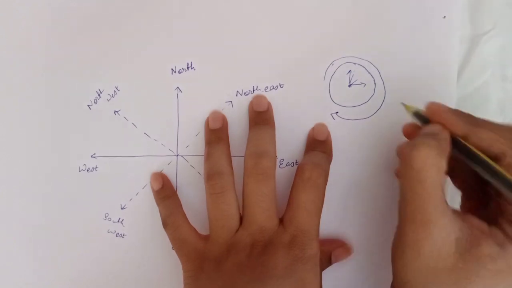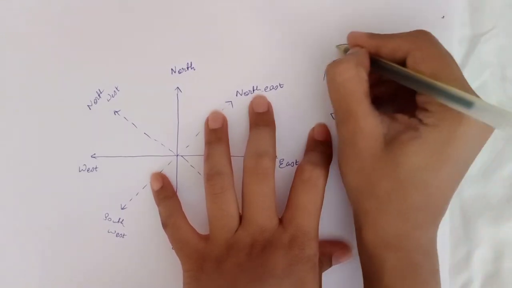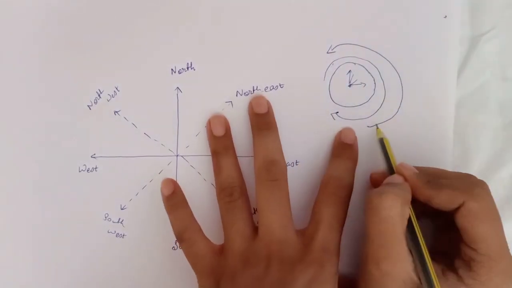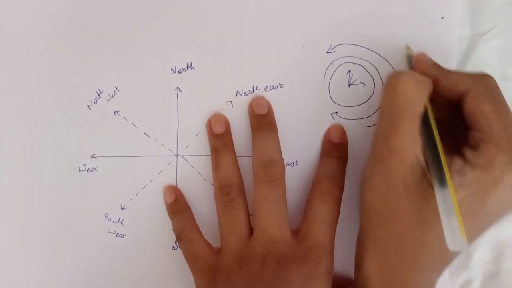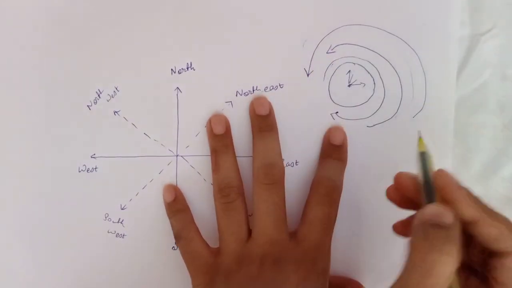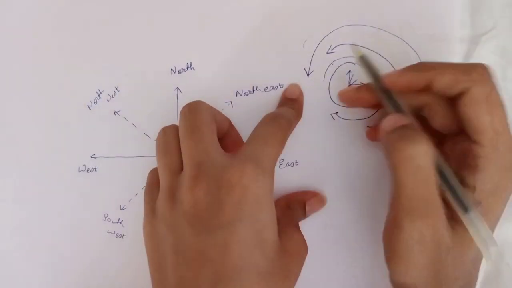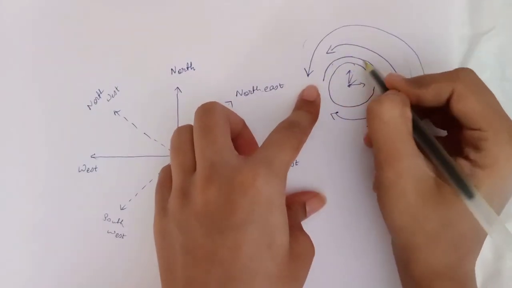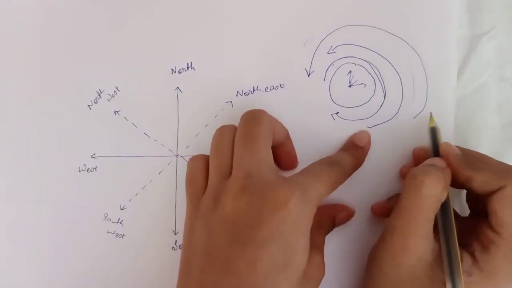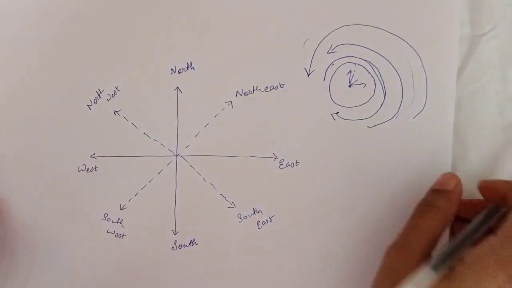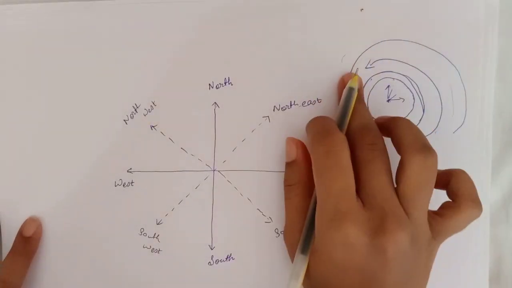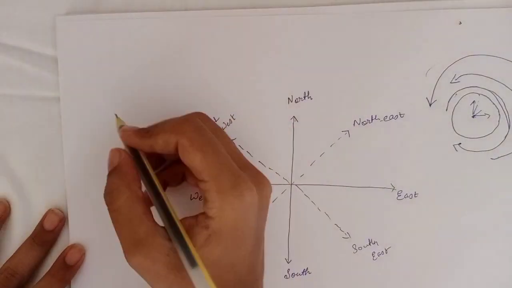The reverse or opposite of this is known as anti-clockwise. When we move from right to left, from this direction to this direction, this is known as anti-clockwise. If we move from left to right, it is known as clockwise, and if we move from right to left, it is known as anti-clockwise. The reverse direction is anti-clockwise.